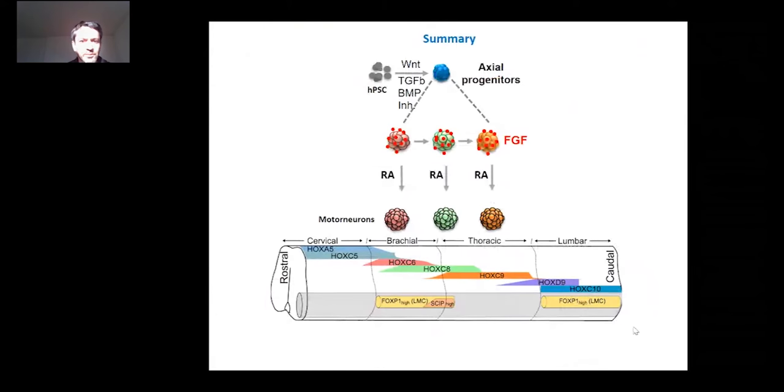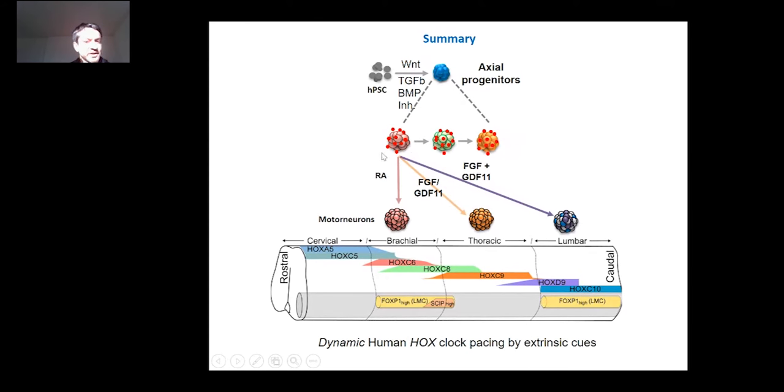So overall, our results show that axial progenitors can be efficiently induced from pluripotent stem cells, and that they undergo progressive activation of Hox genes over time. And the sequence of cues that these progenitors encounter will decide the type of Hox genes they express, such as FGF for the thoracic level or FGF plus GDF11, to bypass or accelerate the Hox clock to generate lumbar regions.